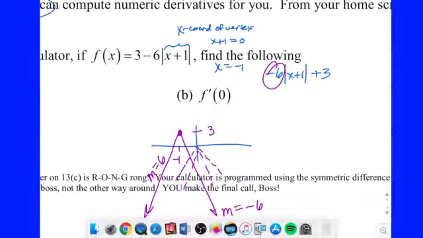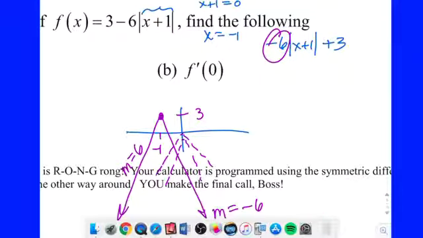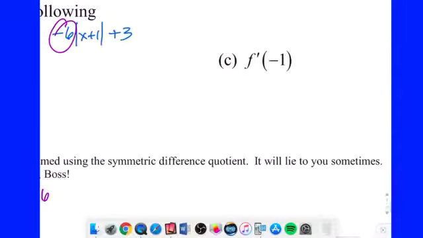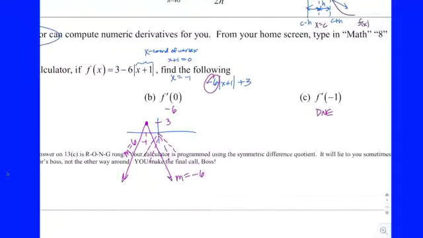DNE, right? So let's go ahead and answer these without a calculator. What should f prime of -2 be? Well, that's to the left of the vertex, so it should be +6. F prime of 0 is to the right of the vertex. It should be -6. And then f prime of -1, where the vertex is, should be DNE. Well, let's see if your calculator knows that.